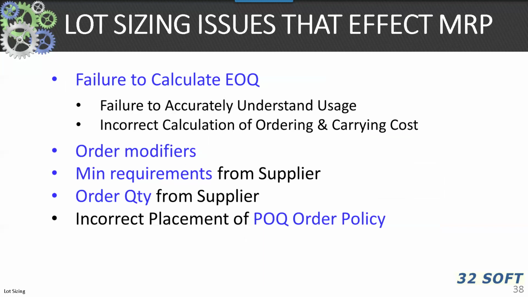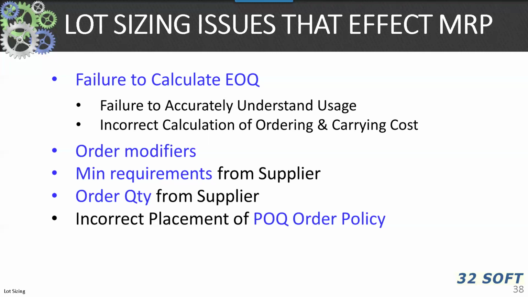If you don't have the correct calculations of order quantity or ordering or carrying costs, that can give you the wrong EOQ, a wrong plan. You need to understand and accurately understand that usage properly. If you don't use order modifiers, min, max, multiples, if the supplier gives you a minimum quantity, this must be reflected in the MRP setup for that part. Same as order quantities from suppliers.